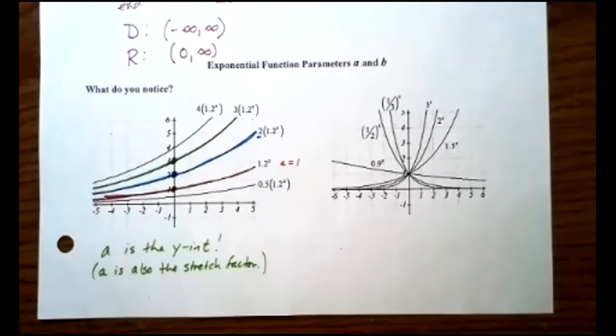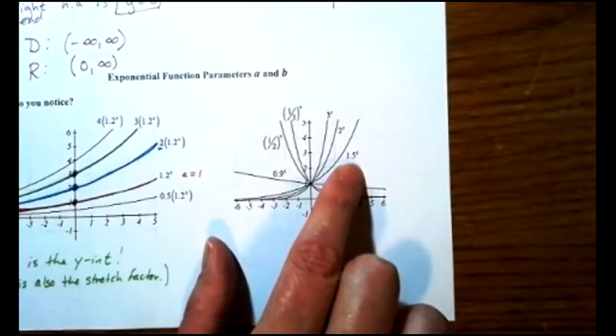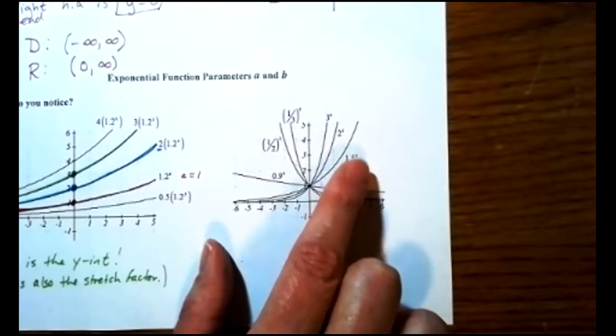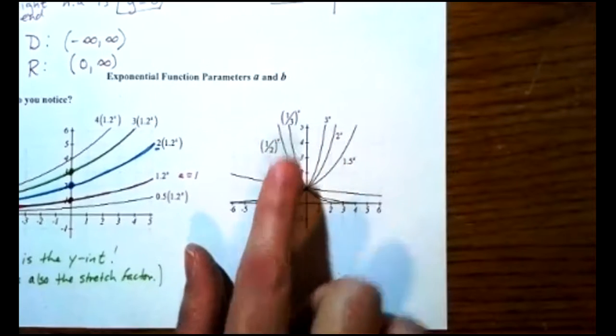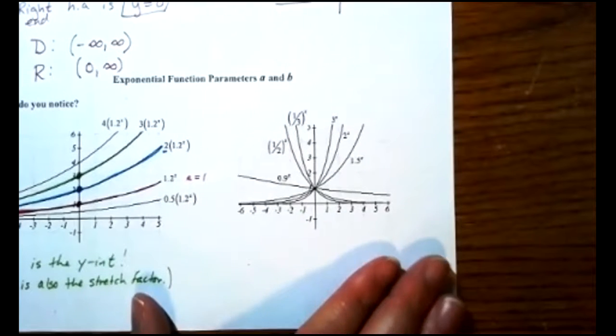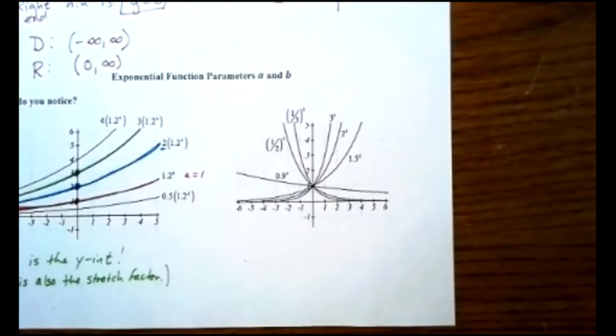Okay, so A is going to affect the graph that way. Now let's look at what B does. So these graphs, you see we have a different base value. In all of these, they've got A set equal to 1, but the value of B is changing values, 1.5 and 2, those ones. So I'm going to go over to that demo again, and I want to show you what happens when we change the value of B.